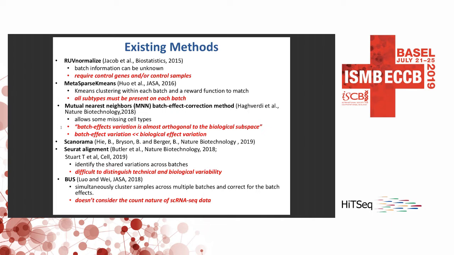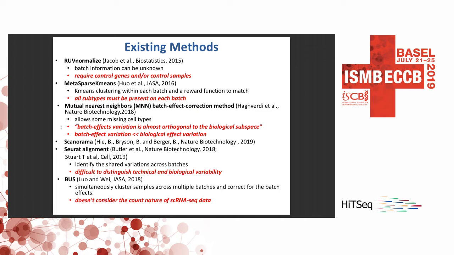Seurat tries to use CCA to learn the shared variations across different batches and treats those shared variations as the shared biological variability. Sometimes, however, technical artifacts can also be shared across batches. Then it can be difficult to distinguish between technical and biological variability. Last year, we proposed a method called BUS that can simultaneously cluster samples across batches and correct for the batch effects. We applied the framework to analyze microarray gene expression data to understand the cancer subtypes according to TCGA data.